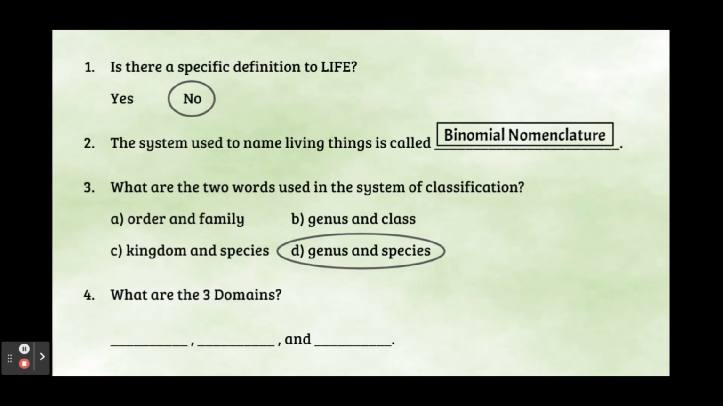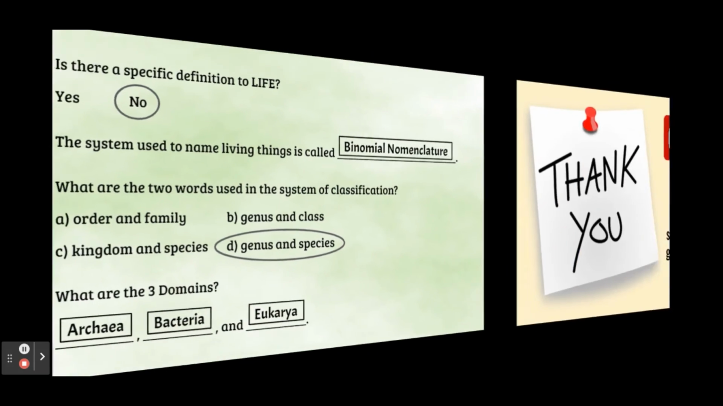Number four, what are the three domains? The three domains are archaea, bacteria, and eukarya. Archaea are bacteria living in harsh environments, then there are bacteria, and eukarya are animals, plants, fungi, protists, and things like that.